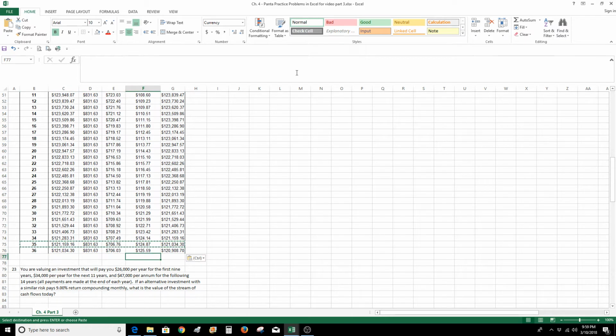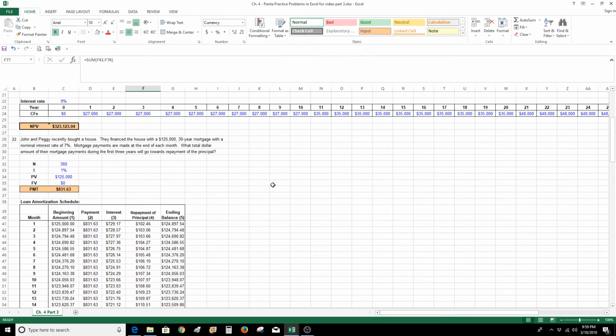Okay, then we can take the total of that column. So that gives us a total of $4,091.30, and that is the principal amount paid in the most recent 3 years.